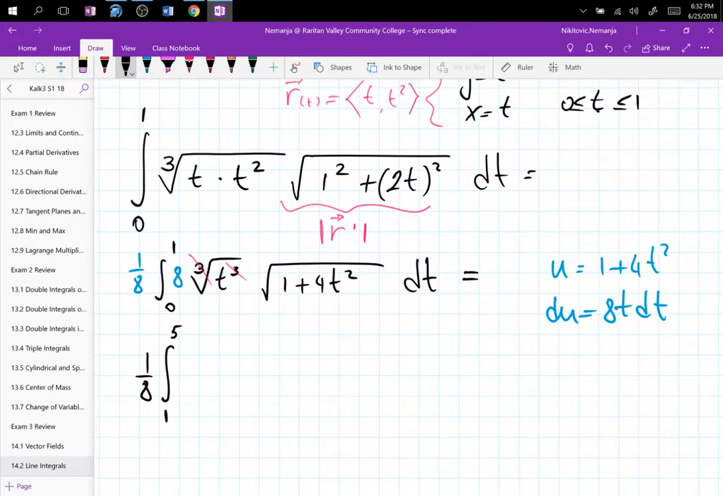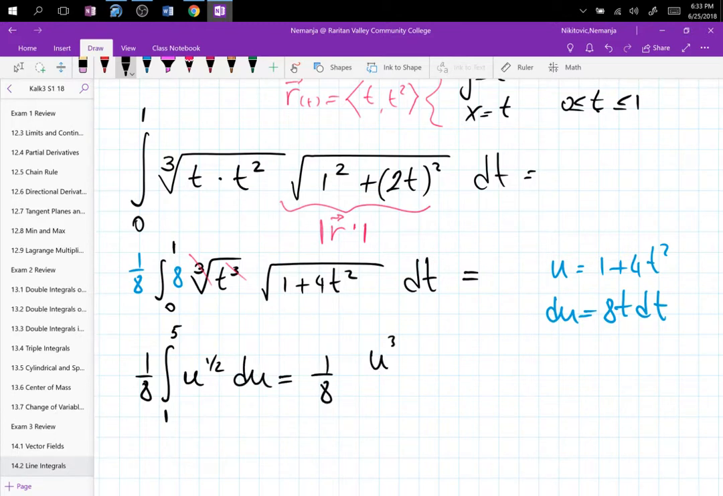So plug in 0 on the bottom limit into u sub, we have 1 plus 0 is 1. Plug in the 1, then the 1 squared is 1, 4 times 1 is 4, plus 1 is 5. So limits are changed, and all I need to do now is just to have u to the 1/2 du, and that's an easy thing to solve.